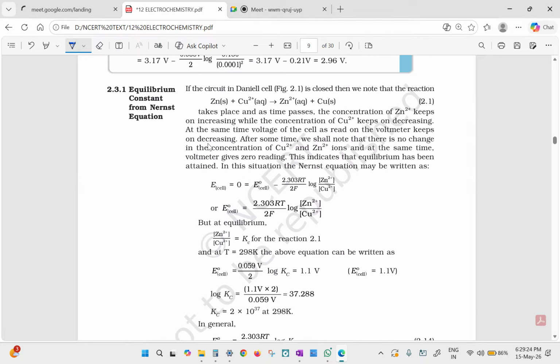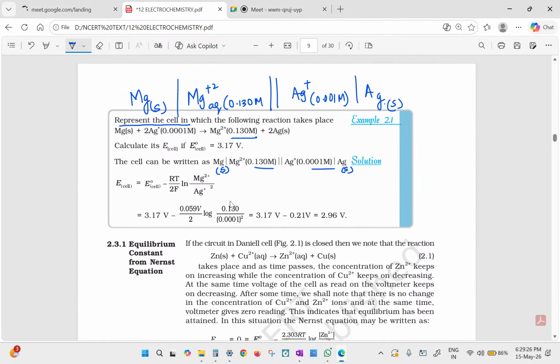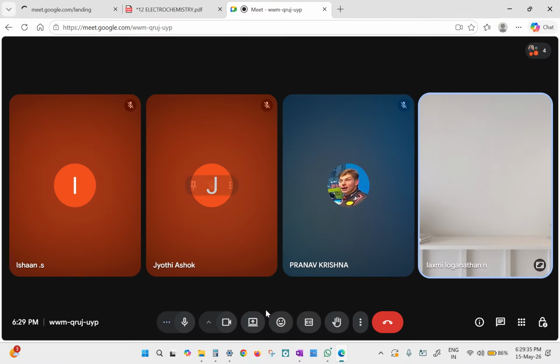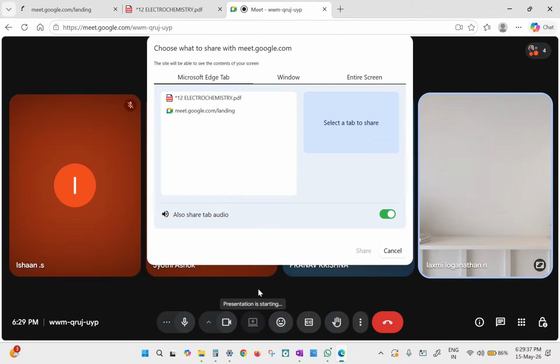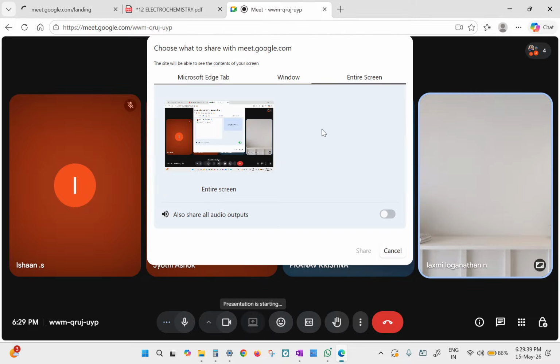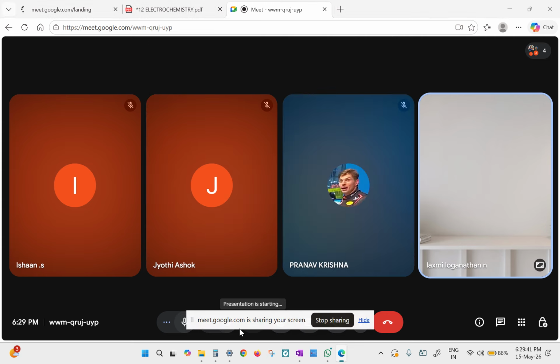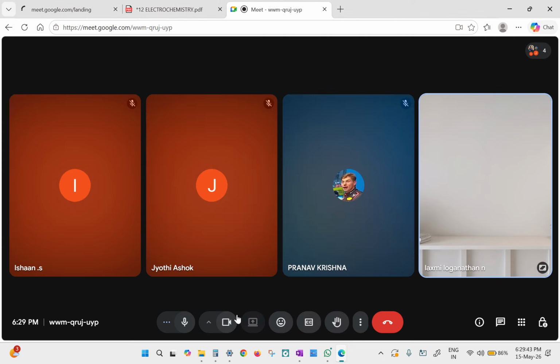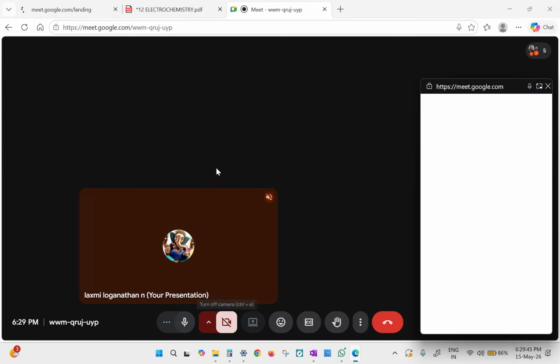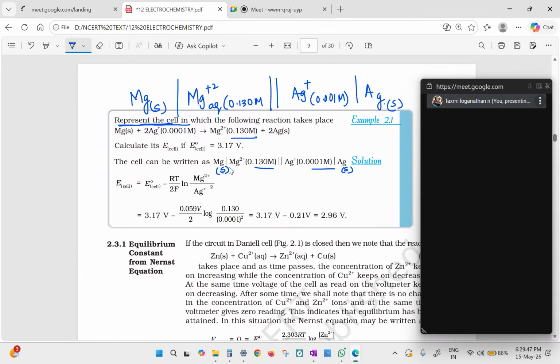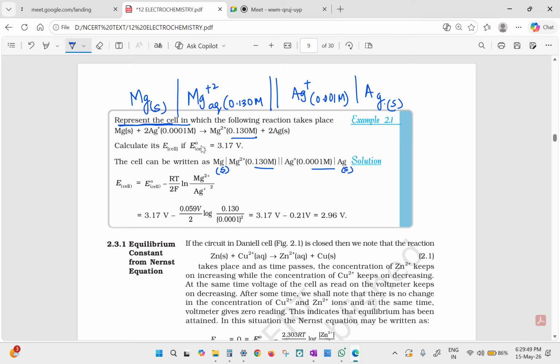Okay, so this question is quite simple, no, children? The cell represents the cell. Yeah, okay. Represent the cell, and they are asking you to calculate its E cell. You see E naught is missing, right?